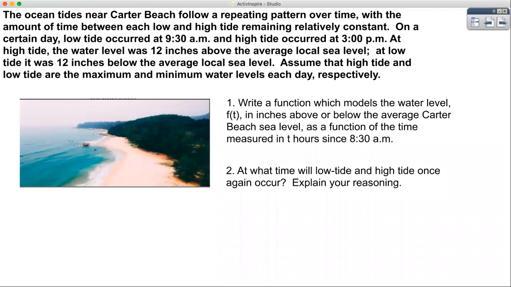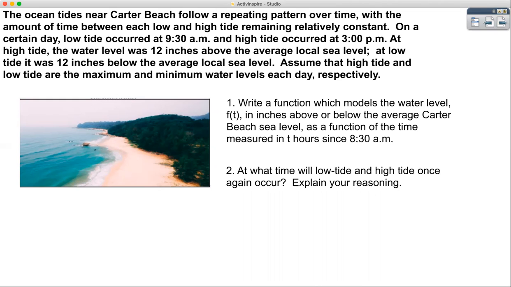The ocean tides near Carter Beach follow a repeating pattern over time, with the amount of time between each low and high tide remaining relatively constant. On a certain day, low tide occurred at 9:30 a.m. and high tide occurred at 3 p.m. At high tide, the water level was 12 inches above the average local sea level, and at low tide, it was 12 inches below the average local sea level. Assume that high tide and low tide are the maximum and minimum water levels each day, respectively.